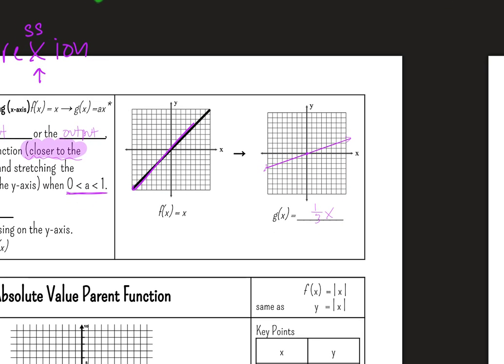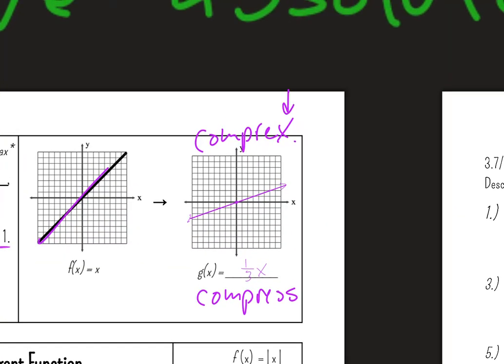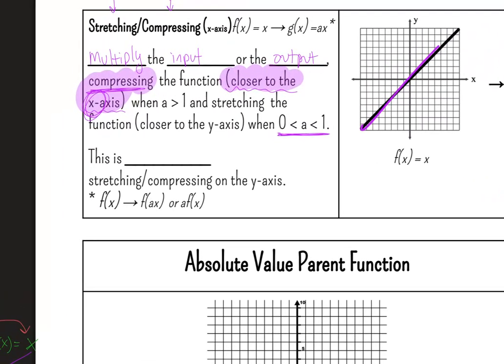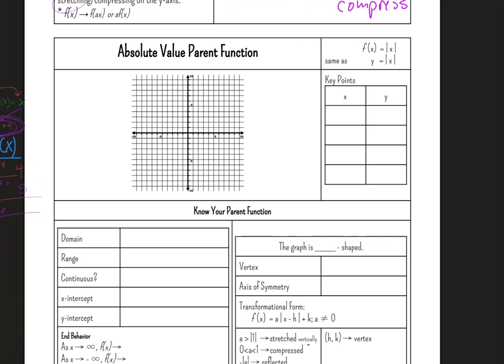That thing is closer to the x-axis. It's closer than this one, right? So we have compressed it, or as I just came up with, we've compressed it, okay? Why compress? Because it has an x, and we are now closer to the x-axis than we were. And by the way, this is the opposite of stretching, okay? Now, this is some new information for us as of today because it's the absolute value. And this is a new parent function.